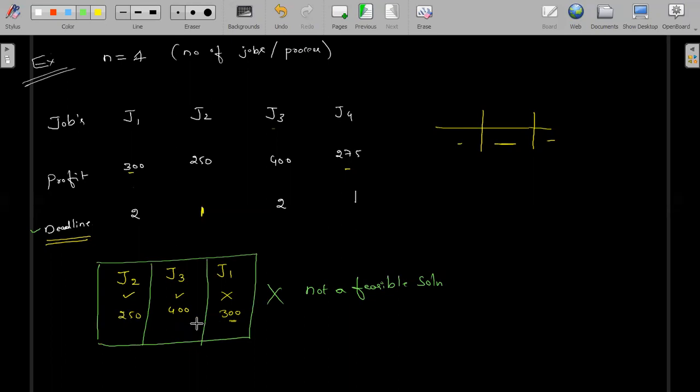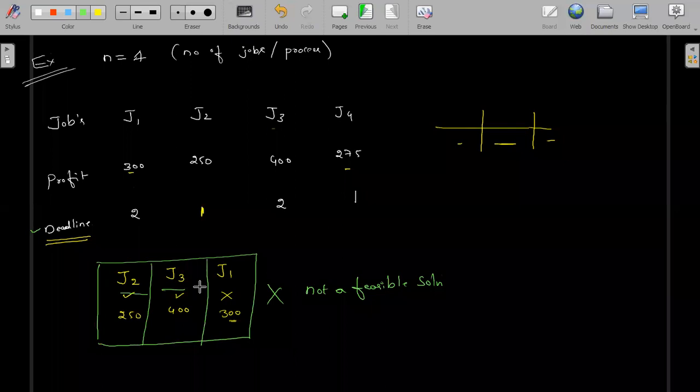So why is this not a feasible solution? Because we are not able to complete all the jobs. Yes or not? See here, I am not able to complete all the jobs. I can complete J2. I can complete J3. But J1 I am not able to complete. Is it possible to complete?